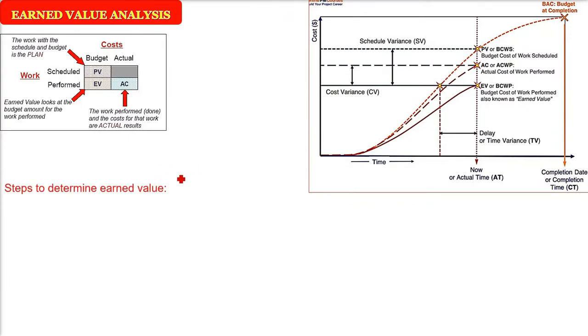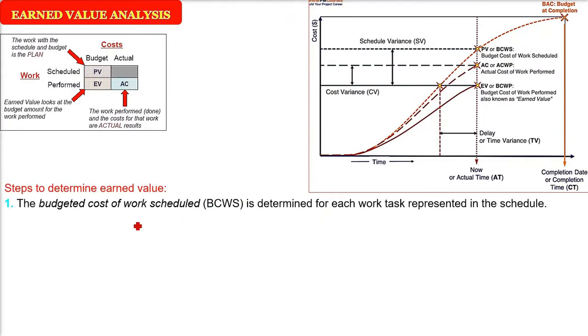There are certain steps to determine the earned value. First one, EV, we'll call it BCWP. This is the budgeted cost of work performed. AC will be ACWP, actual cost of work performed. PV will be BCWS, budgeted cost of work scheduled. So BCWS is what? Budgeted cost of work scheduled.